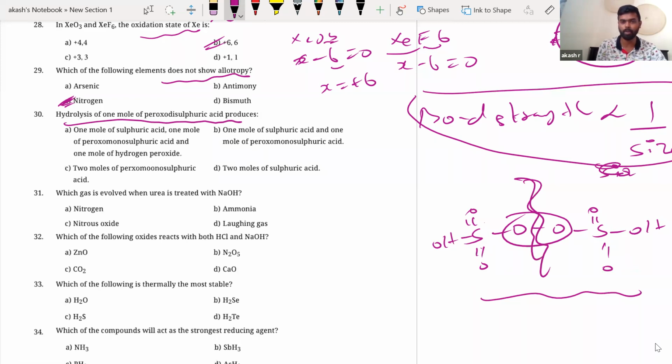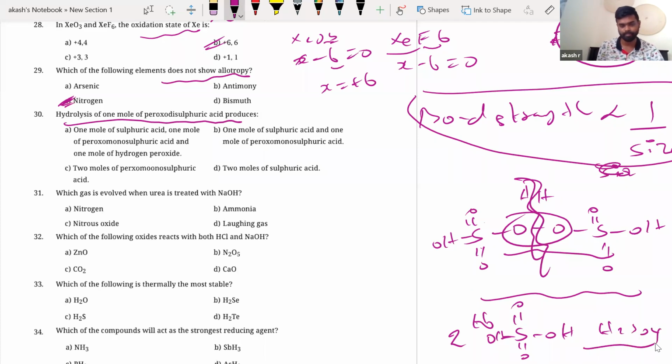Now when I break this bond, you can easily understand that I would have gotten S double bond O, OH, another OH, and OH here. H and H you put here. Very simple, right? So I would have formed 2 moles of what? This is sulfuric acid, H2SO4. So the correct answer would be 2 moles of sulfuric acid. Very simple. All you have to know is the structure and break it in between and put H on both sides. You are going to end up with sulfuric acid.